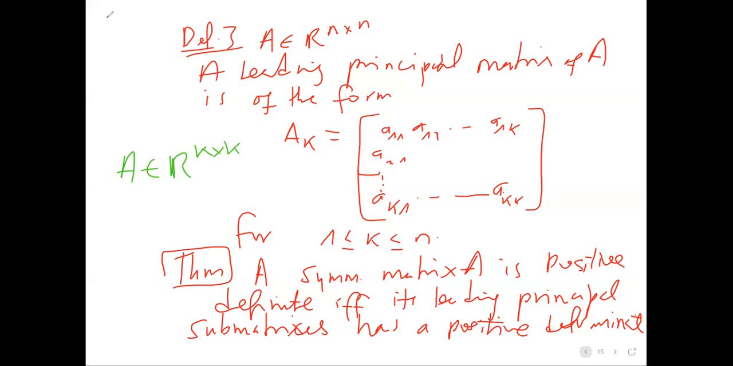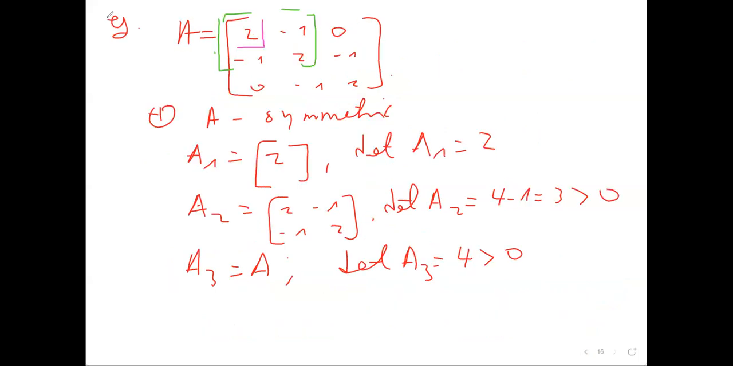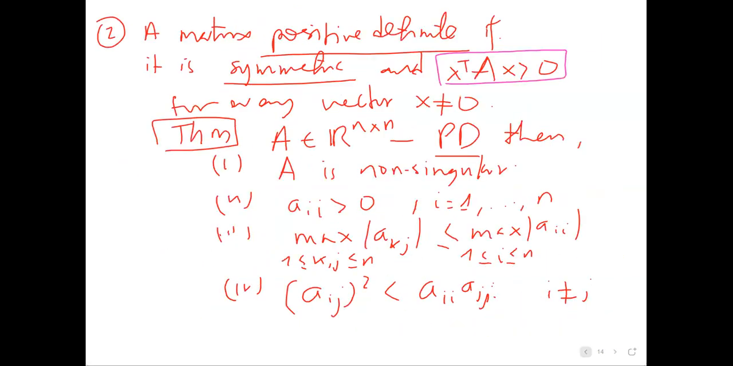And K can be equal to N as well. So this is how to determine, and then as the theorem we just said, if you have a symmetric matrix, we say that it's positive definite if its leading principal submatrices have a positive determinant. Then we know that if we have a symmetric matrix which is positive definite, as we said in the other theorem, right?